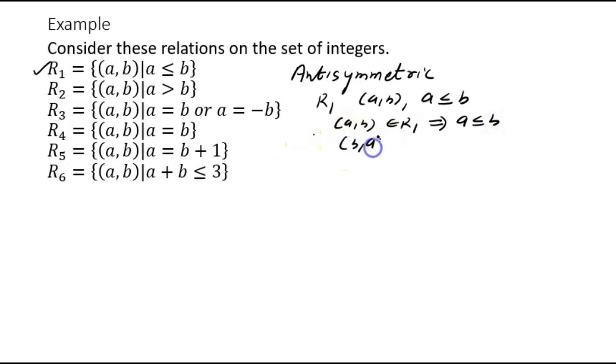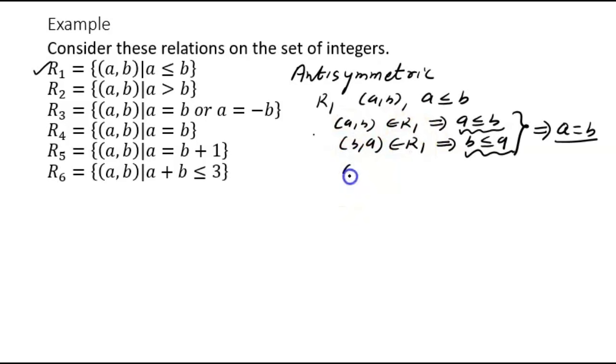And if (B, A) also belongs to R1, then this implies B is less than or equal to A. Both conditions imply that A is equal to B. That is only possible. This is important to understand: if A is less than or equal to B and B is also less than or equal to A, then it is only possible when both of them are equal. It is not possible in other cases. Like if I take (1, 3), so (1, 3) belongs to R1, but (3, 1) will not belong to R1, right?